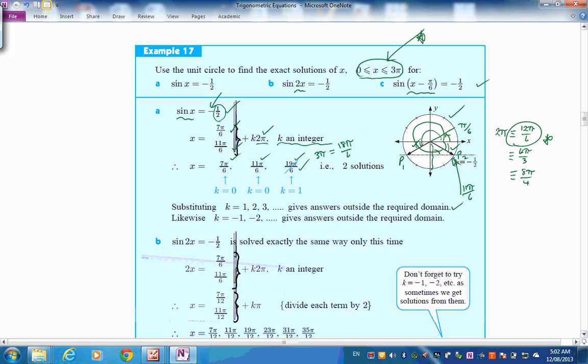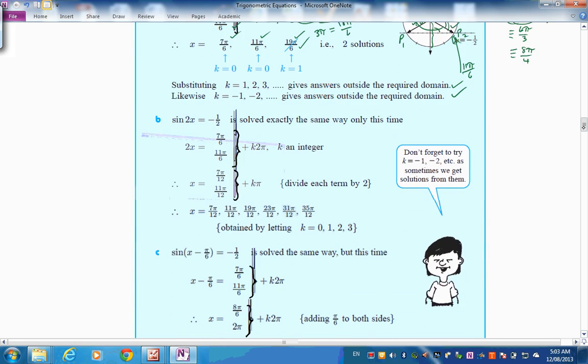The book here is saying substituting in further multiples of 2 pi in either direction will give answers outside the domain. But we must try to go around in both directions to see if there are any more solutions. Alright, let's come down to part B.